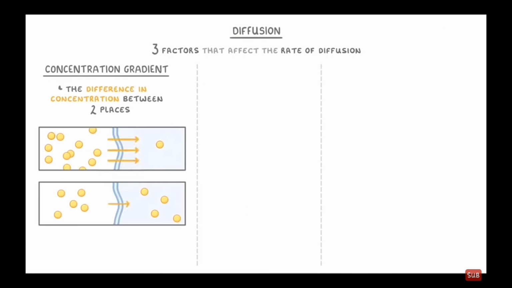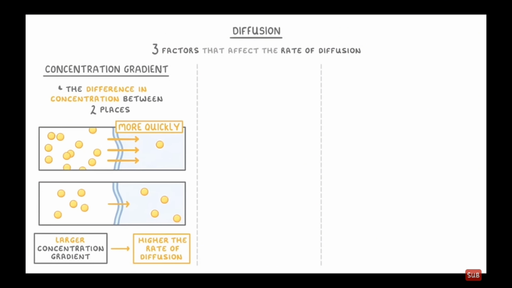However, the particles in the top box will diffuse across to the right more quickly because there's a bigger difference in the concentrations on either side. Or in other words, there's a bigger concentration gradient. So to summarize this point, the larger the concentration gradient between two places, the higher the rate of diffusion will be.